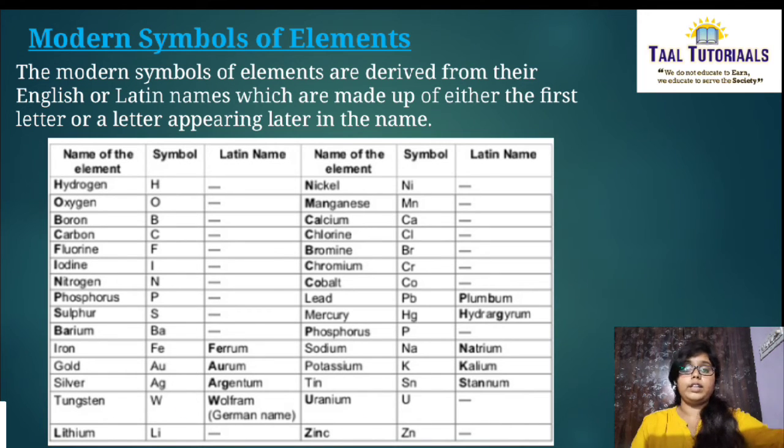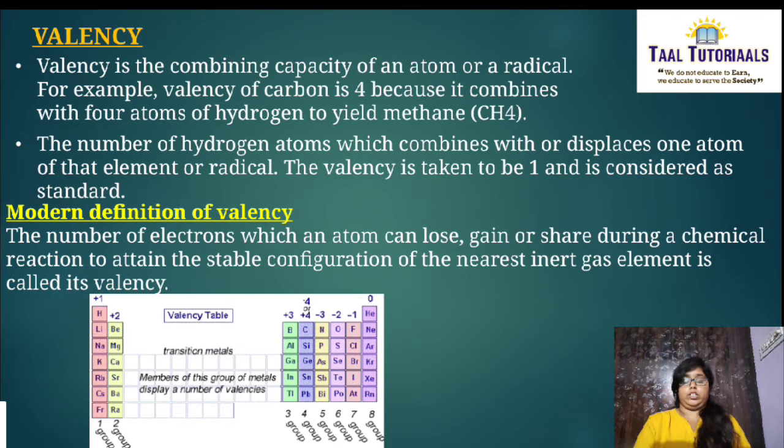Okay. Next, if we go, valency. What is valency? Valency is the combining capacity of an atom or a radical. For example, if you take carbon, it has 4 valence electrons.